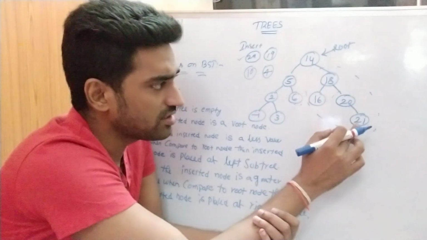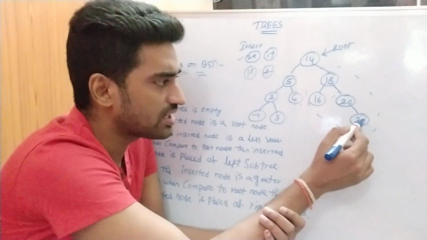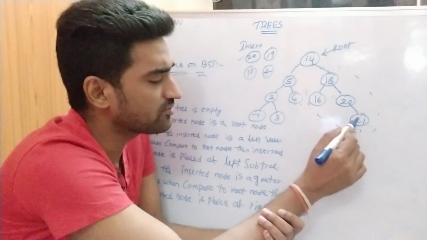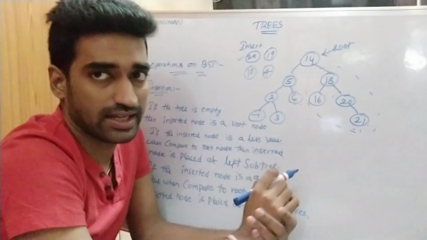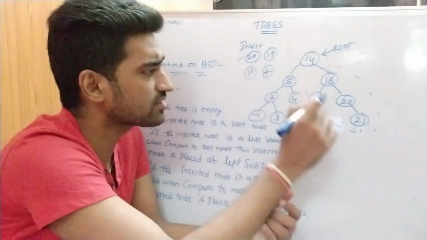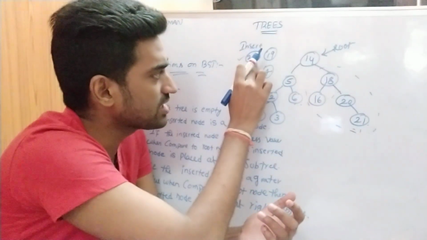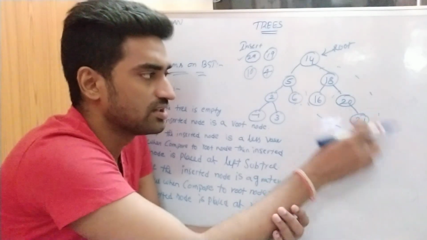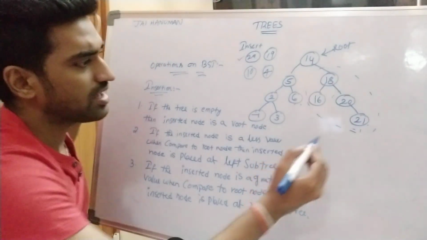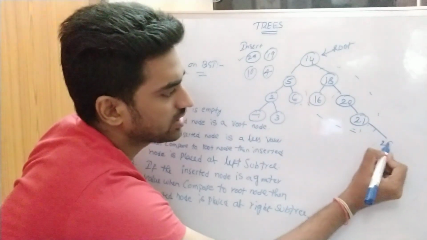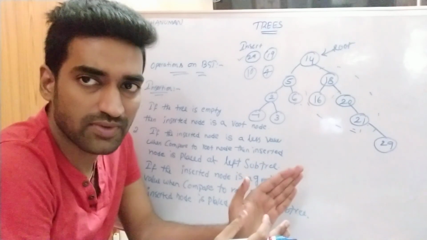For this subtree, the rightmost position is already filled, so we consider one more subtree. For this subtree, the root node is 21. Comparing 21 with 29, 29 is obviously greater than 21, so we place it at the rightmost position of this subtree. For this subtree, the rightmost position is vacant, so here I am placing 29.